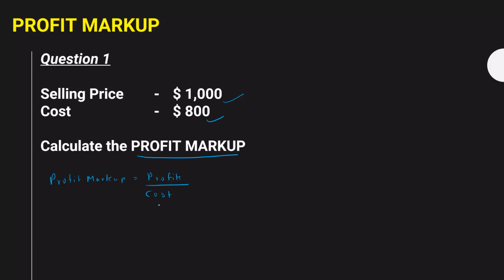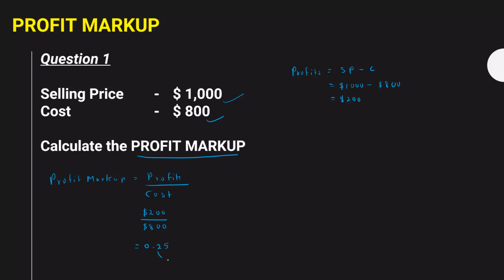So in this question, to calculate the profit markup, we don't have the profits. So let's calculate the profits. How to calculate the profits? Profits equals the selling price minus the cost. The selling price is how much? $1,000. The cost per unit is $800. So profit per unit is how much? $200. So here profit is 200 divided by the cost, which is 800. Then 200 divided by 800, I am getting an answer of 0.25.